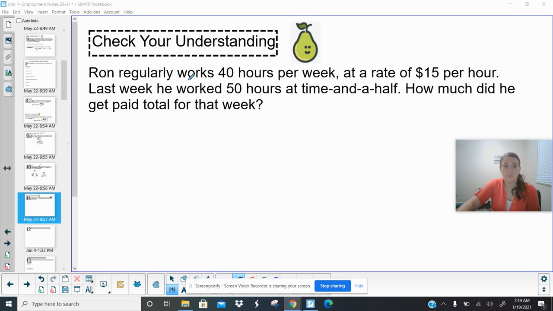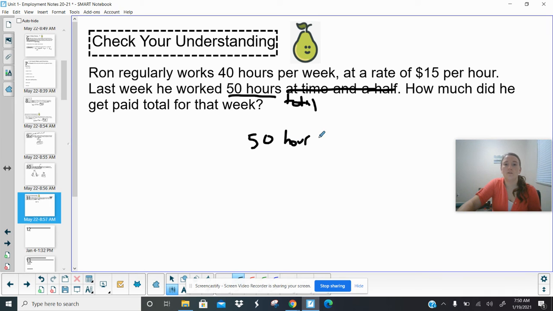So Ron regularly works 40 hours per week at a rate of $15 per hour. Now again, this is his normal rate for up to 40 hours, but he worked 50 hours. I don't like the way this is phrased. I should rephrase this, at time and a half. 50 hours meaning 50 hours total. So I'm just going to say 50 hours total. That doesn't sound very good.